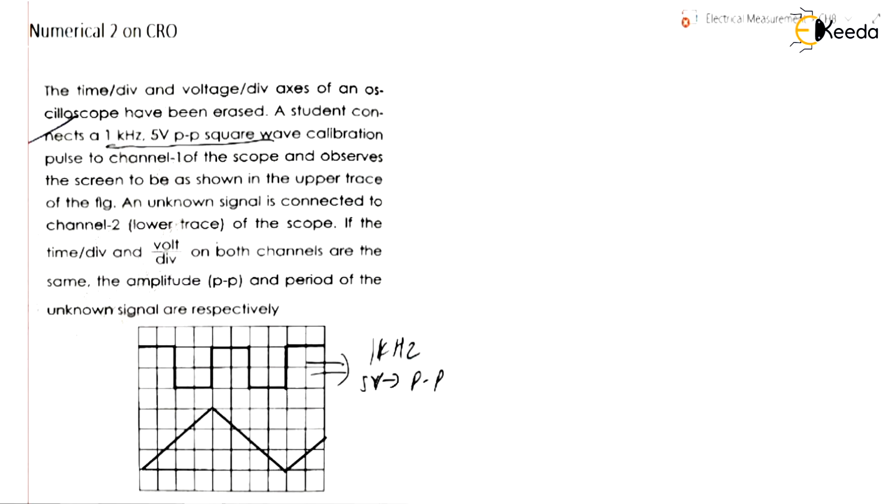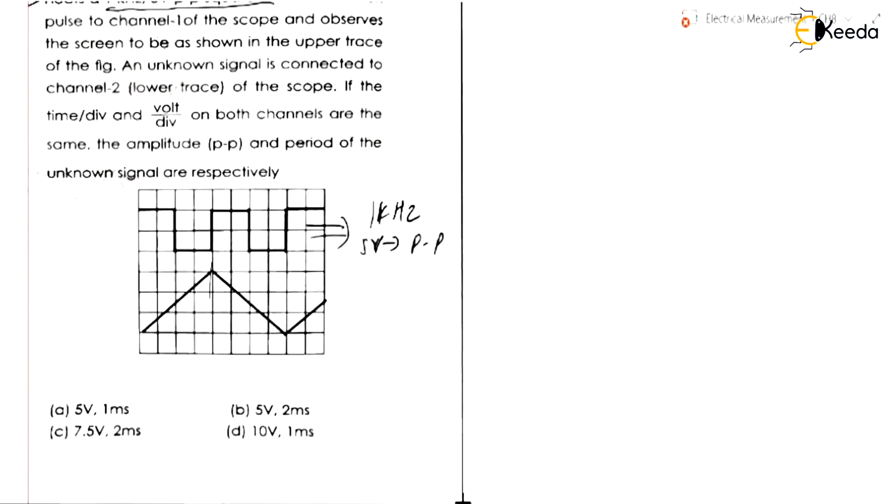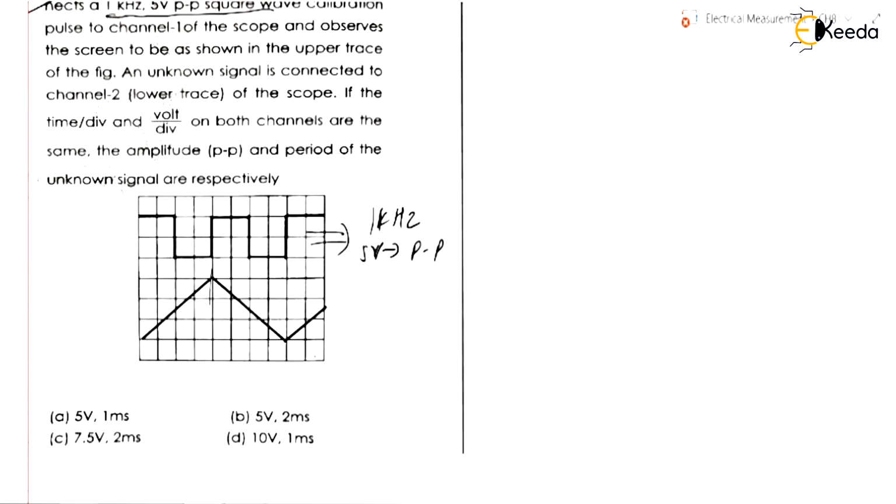Okay, which is the triangular wave. If the time per division and volt per division on both the channels are the same, the amplitude, that is the peak to peak, and period of the unknown signal are respectively. Very simple question, and they have given the 4 options.